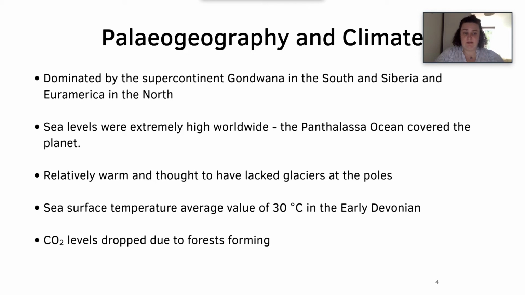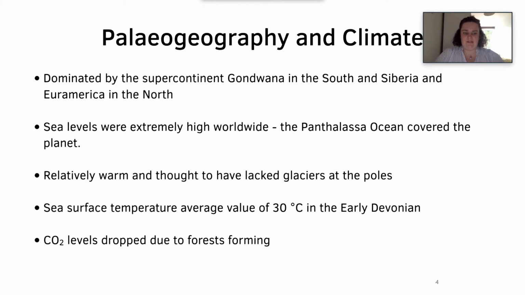Sea levels were extremely high worldwide, and the overall climate was thought to be relatively warm, and this is shown by a lack of glaciers at the poles, because we would have found evidence for this within the rock record. It's thought that the sea surface temperature was an average of about 30 degrees centigrade in the early Devonian.